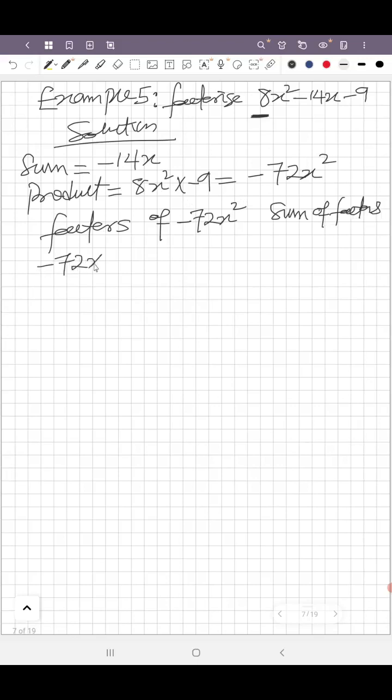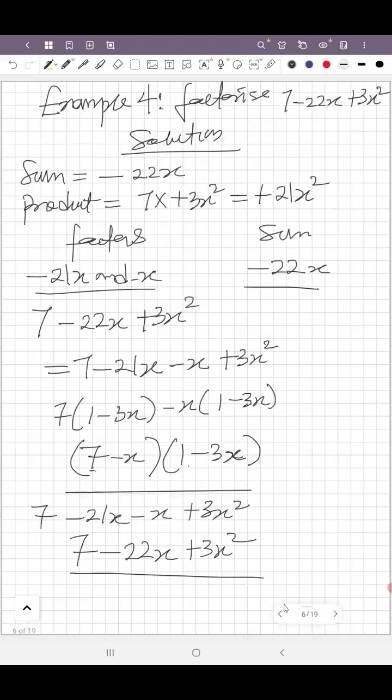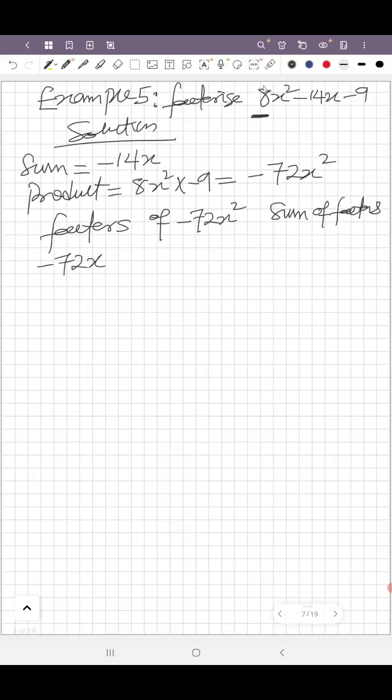Here, what makes it different from our former example is that you realize the sum is greater than the product. When it is that, you must give it special attention. But this is normal, the sum is less than the product. So this is another factor. So we have minus 72x and plus x. When you add this together, we have minus 71x. When you multiply both, we have minus 72x squared.